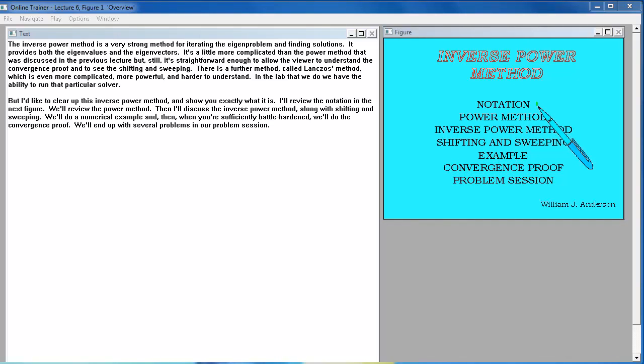I'll review the notation in the next figure. We'll review the power method. Then I'll discuss the inverse power method along with shifting and sweeping. We'll do a numerical example. And then, when you're sufficiently battle-hardened, we'll do the convergence proof. We'll end up with several problems in our problem session.